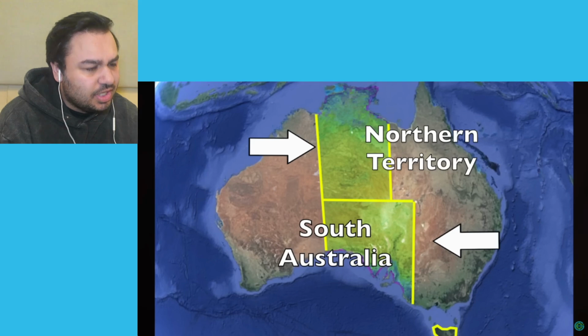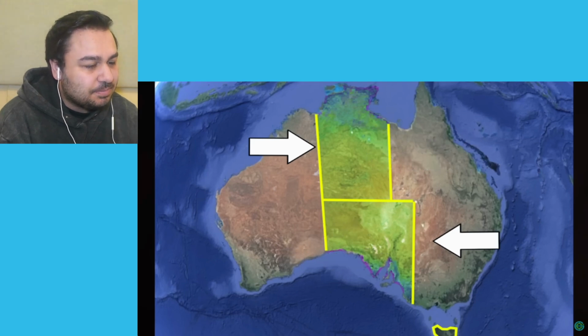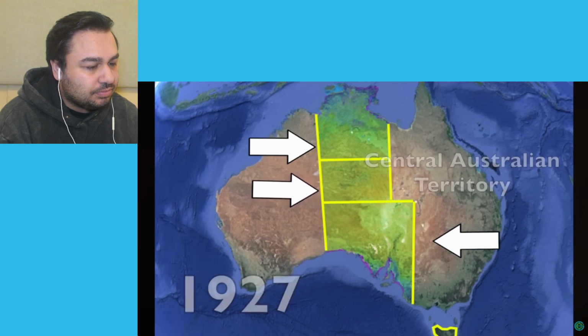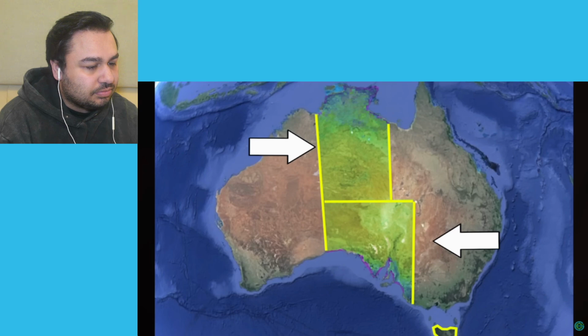2, 1 state and 1 territory. Makes a lot more sense. For 4 years, it became South Australia and 2 territories, the new one being called Central Australian Territory. Then finally it changed its mind and went back to being Northern Territory.